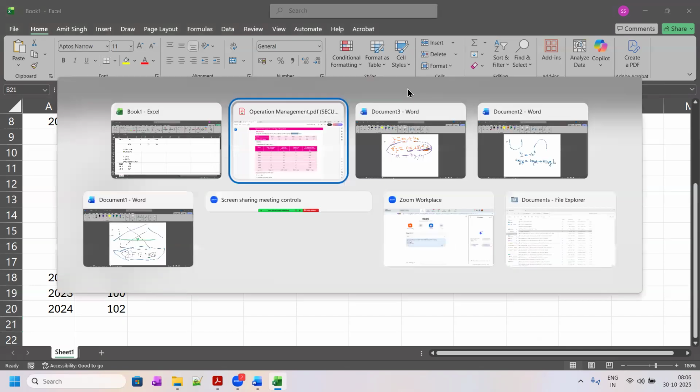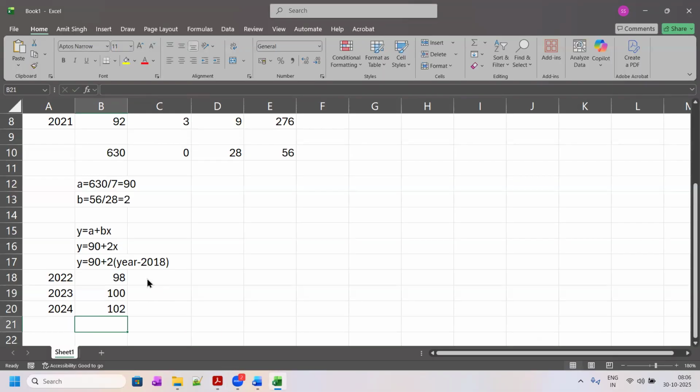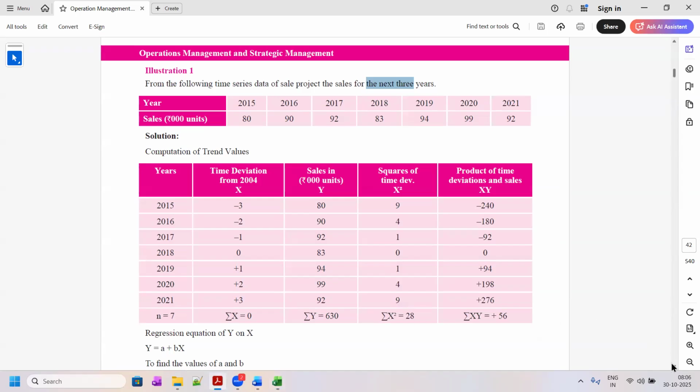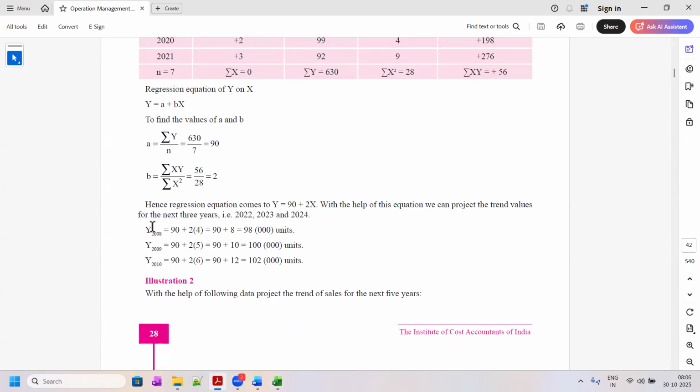Clear? Means these all are in thousands. These figures are in thousand units. So this is 98,000 units, this is 100,000 units, this is 102,000 units. These are the sales for the next 3 years.